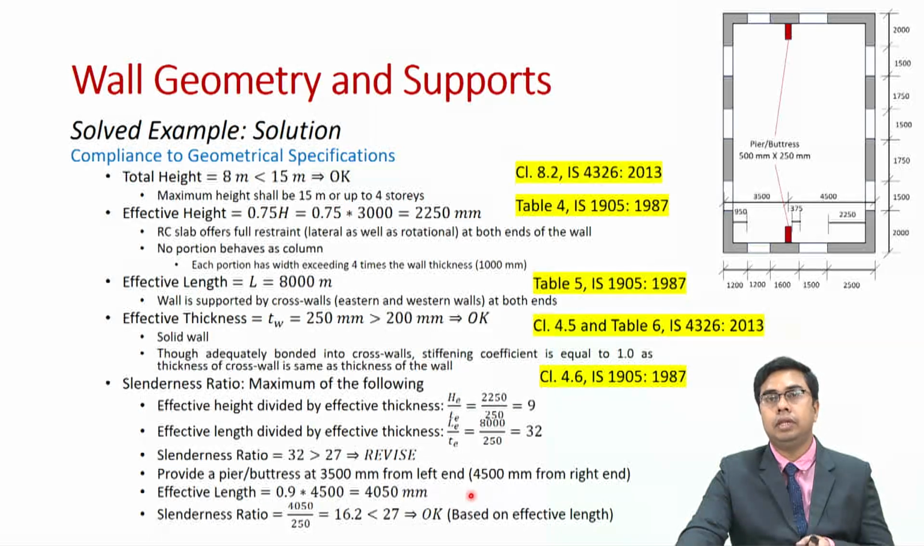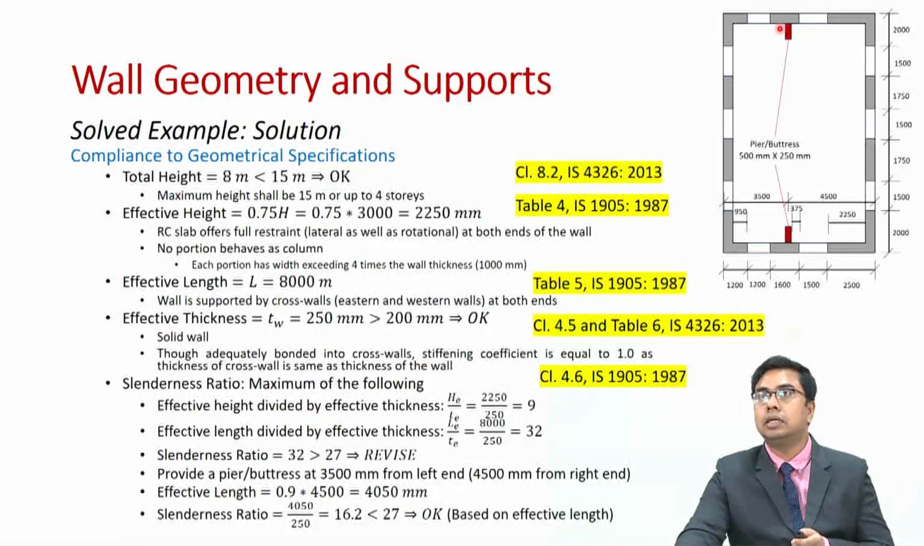So 4050 millimeters. So the slenderness ratio is now calculated as 4050 divided by the thickness of the wall, which is 250 mm, calculated as 16.2, which is less than 27, which is now satisfactory. So our slenderness ratio is now satisfactory. So what we will provide, pier or buttress which has dimension of 500 millimeter by 250 millimeters at this point.